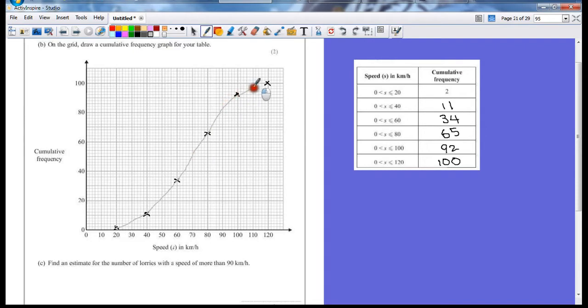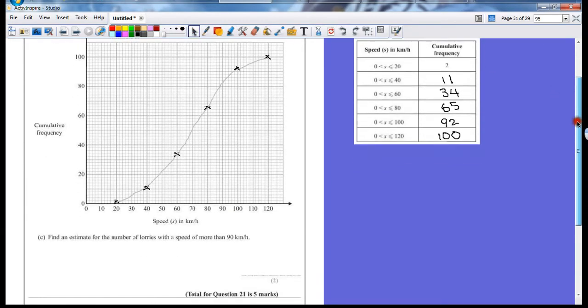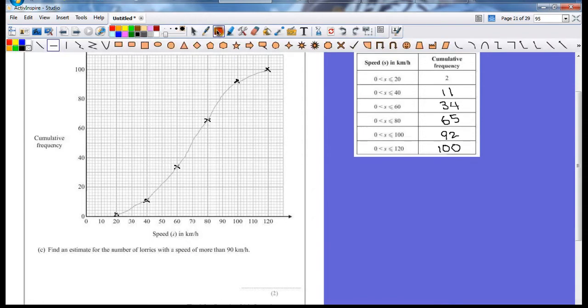But there we go. Now, part C says find an estimate for the number of lorries with a speed of more than 90 kilometers per hour. Slightly evil question, this one, as it's saying more than 90, not exactly 90. It's saying estimate the number of lorries with speed more than 90. So we know that there are 100 lorries in total, but how many are there up to 90?